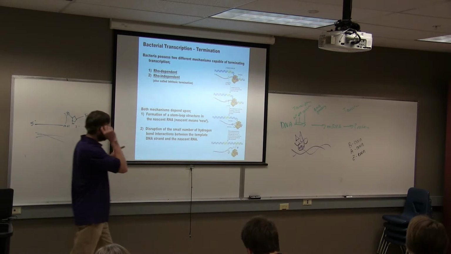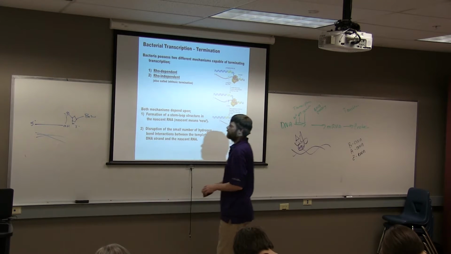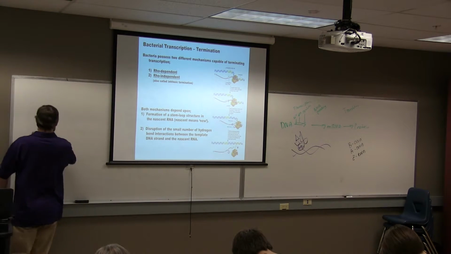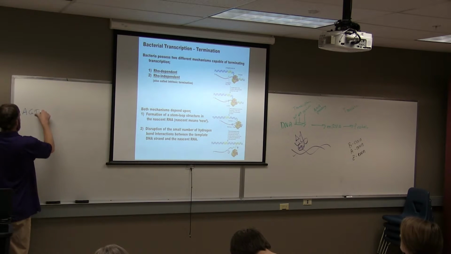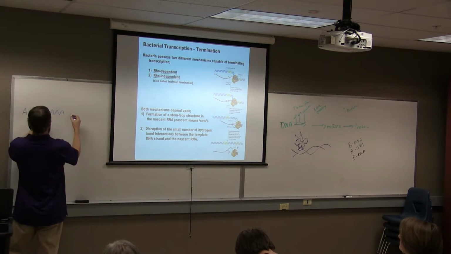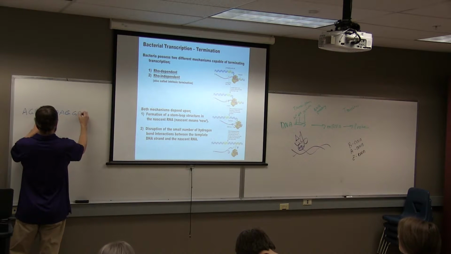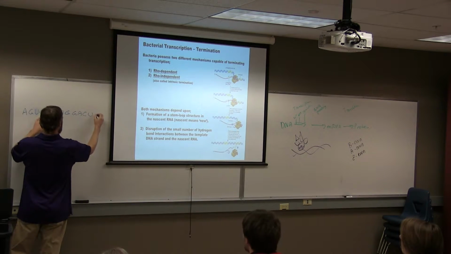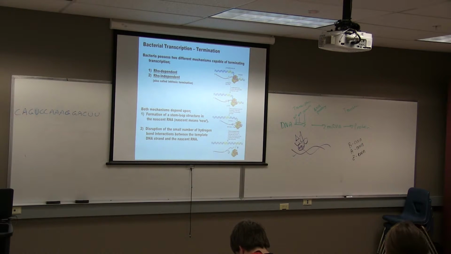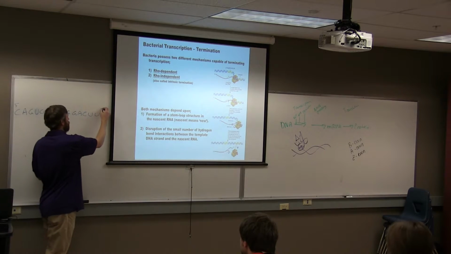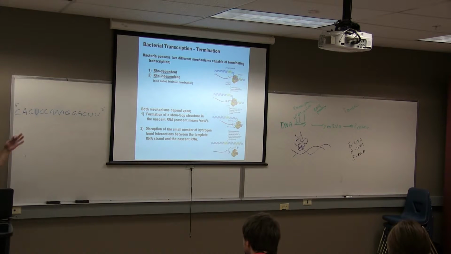Okay, let's talk about termination. Transcription termination. Remember we talked about secondary structures? It's RNA, so it's U, sorry. Okay, I put an RNA sequence up here. Primary structure. This is the 5' end. It has to be, right? Because I wrote it out like this. It has to be 5 to 3. So that's the primary structure. Let's draw a secondary structure for this.